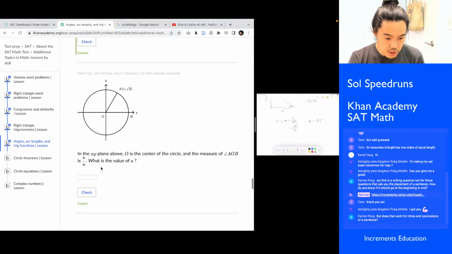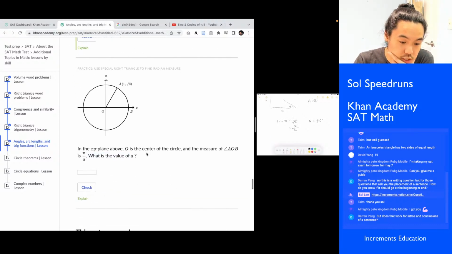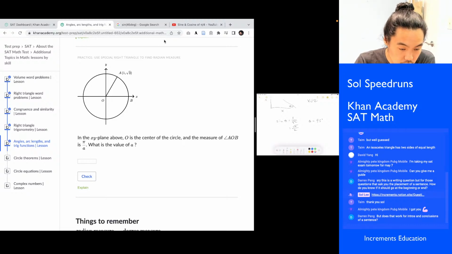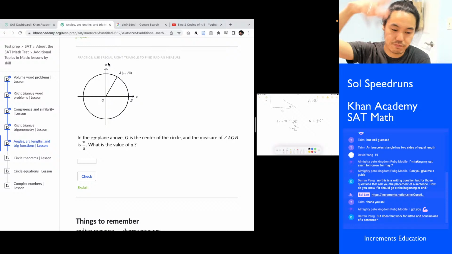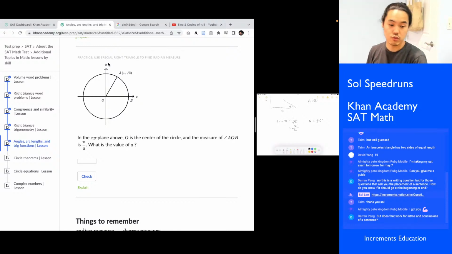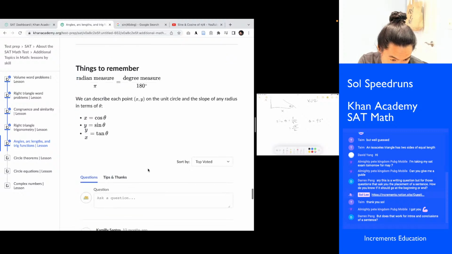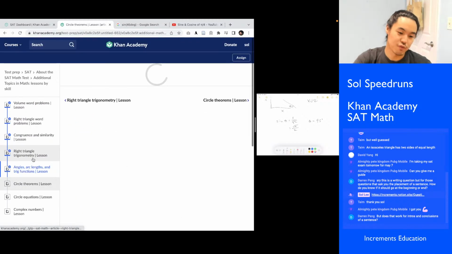Okay, let's go on. XY. The origin is the center, sure. And the measure is pi over a, whatever that means. So it's a ratio. I'm looking for a ratio. The x is 1, and the height is square root of 3. So that means this angle is 60, which means pi over, so that's a third of a pi, so that's 3. Perfect. I'm good on trig.